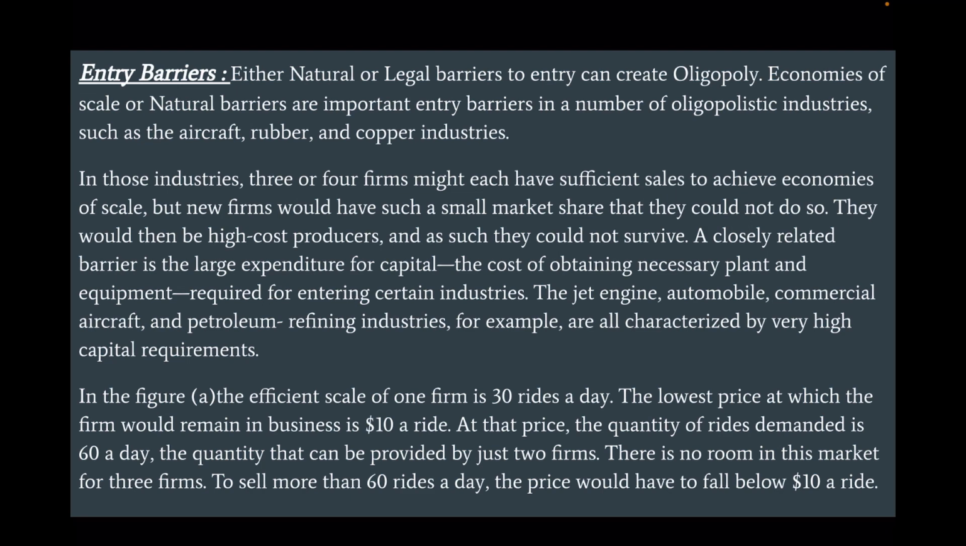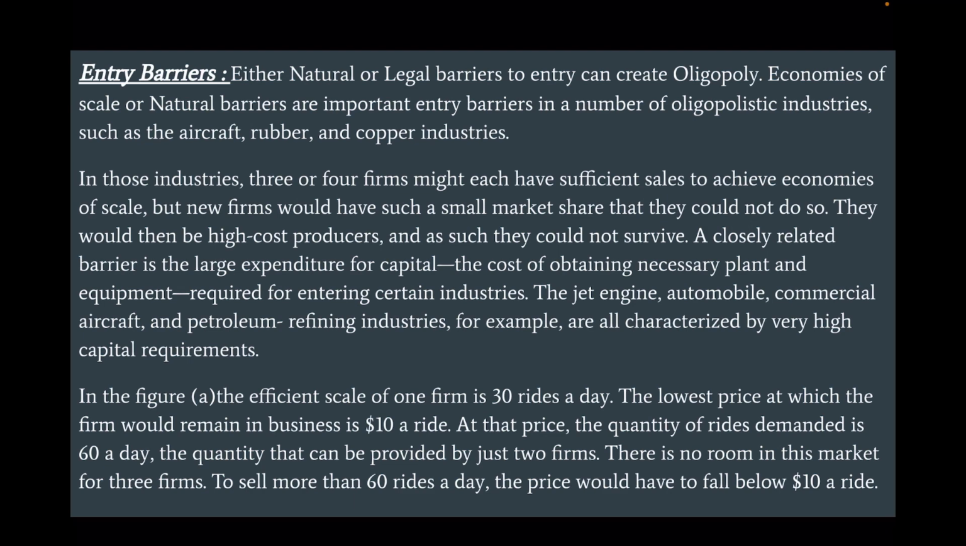Entry barriers. Either natural or legal barriers to entry can create oligopoly. Economies of scale, or natural barriers, are important entry barriers in a number of oligopolist industries, such as aircraft, rubber, and copper industries. In those industries, three or four firms might each have sufficient sales to achieve economies of scale, but new firms would have such a small market share that they could not do so. They would then be high-cost producers, and as such, they could not survive.